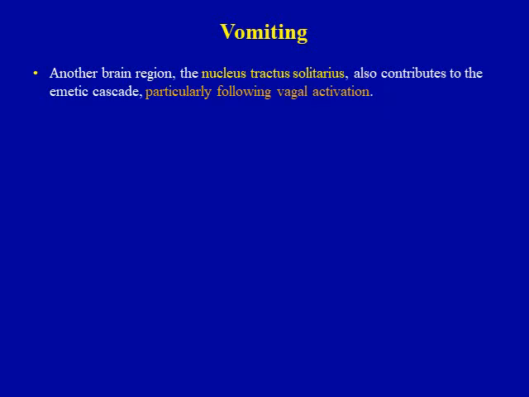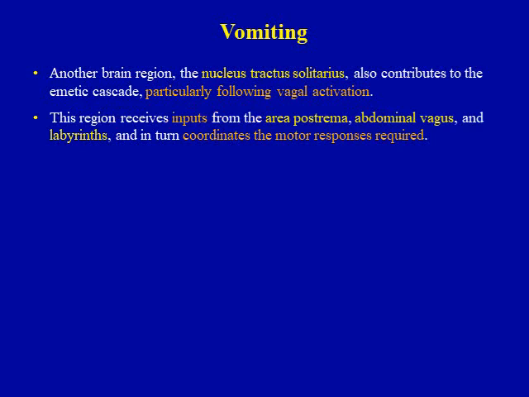Another brain region, the nucleus tractus solitarius, also contributes to the emetic cascade, or the vomiting cascade, particularly following vagal activation, because vagal afferents will relay signals to the nucleus tractus solitarius, which is the sensory center, or nucleus, of the vagus nerve. This region receives input from the area postrema, abdominal vagus, and labyrinth, and in turn coordinates the motor responses required for vomiting.